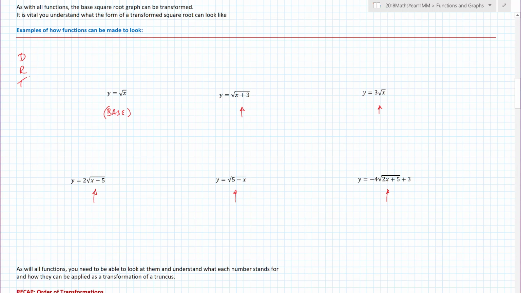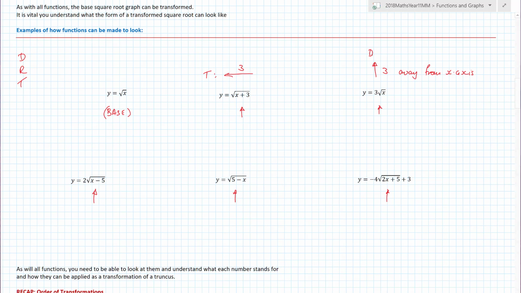So in this situation, the base graph has none of them. This +3, because it's inside the function or inside my square root, as I think of it, it's going to be translated 3 units the opposite direction. So that is a translation 3 units to the left. This one here, because that 3 is multiplying my whole function, this will be a dilation factor 3 away from the x-axis. Okay, so what was that? That's a dilation, factor 3 away from the x-axis.